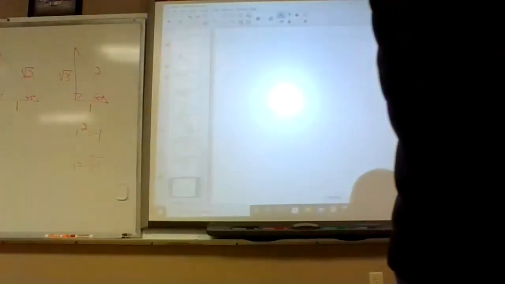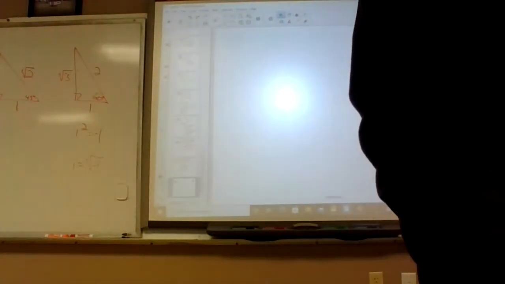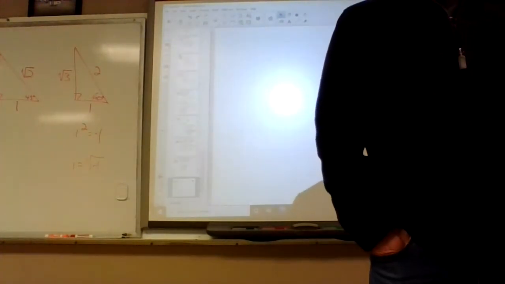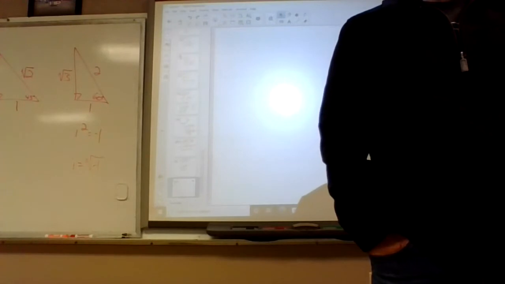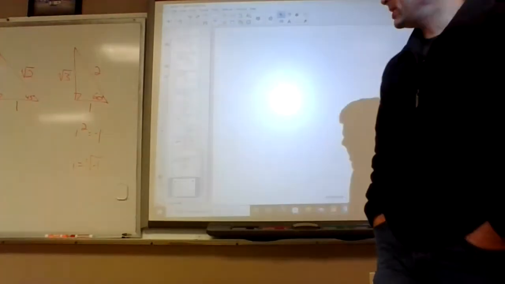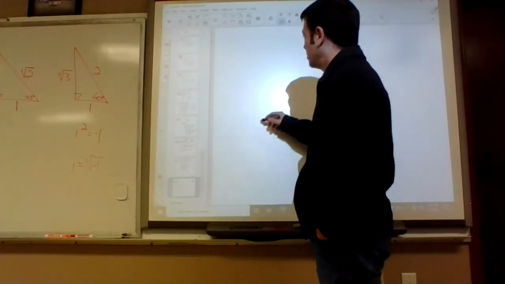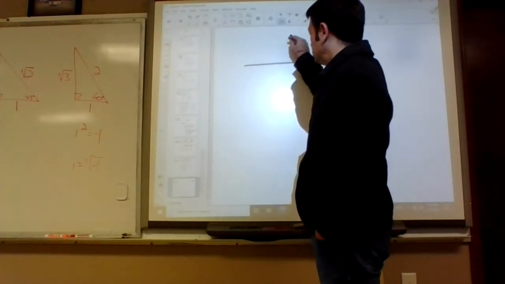Okay, on number 1 it says tell whether the graph of each relation is the graph of a function. If it is, give the domain and range of the function. This is going way back in time. How can we tell if a graph is a function or not?